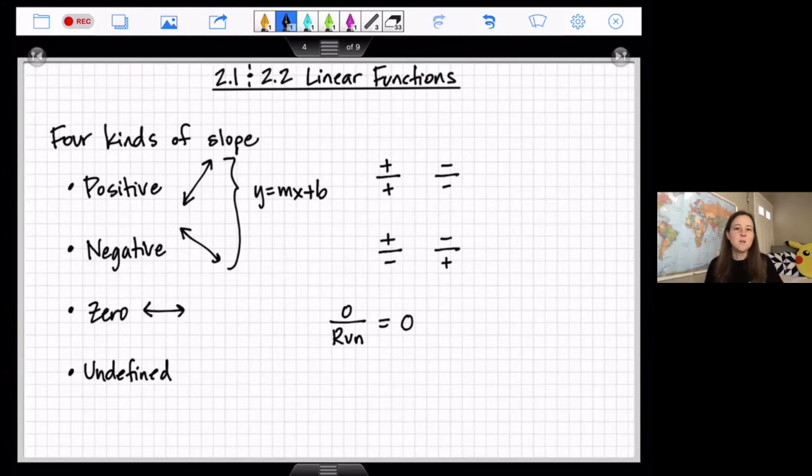Those equations are just going to be y equals a number, the y-intercept. So we'll say that's y equals b, because every point on that line is going to have the same y coordinate, y equals 5, y equals -2, something like that.